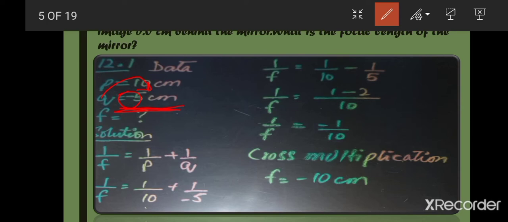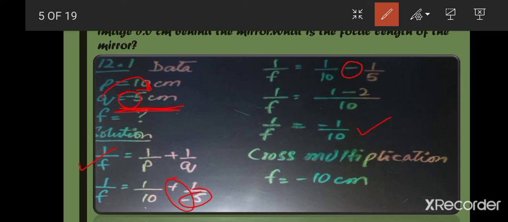Solution: first of all, you have to write the formula, 1 by f equals 1 by p plus 1 by q. Let's put the values. 1 by f equals 1 by 10 plus 1 by minus 5. This plus and minus makes minus here. 1 by 10 minus 1 by 5. Here you have to take the LCM. I think you can easily take the LCM here and solve this further. So it will be minus 1 by 10.